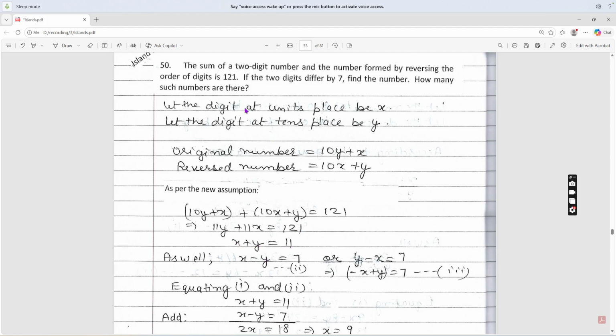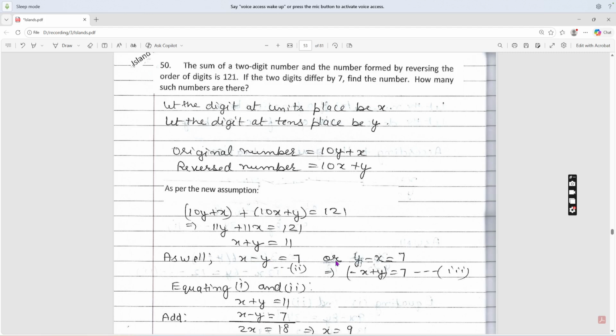Now one more condition is here. The two digits differ by 7. The difference can be x minus y, or it can be y minus x. That is a different thing, but we have to mention both of these because we do not know which digit is bigger. For example, if I take 71, here 7 is bigger than 1, or if it is 17, then 1 is smaller than 7. So it can be vice versa. We do not know, so we have to mention both of these possibilities.